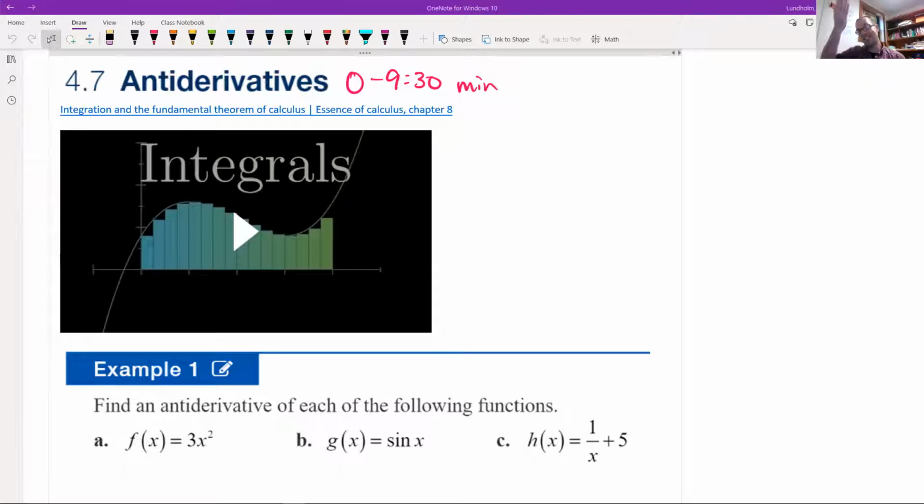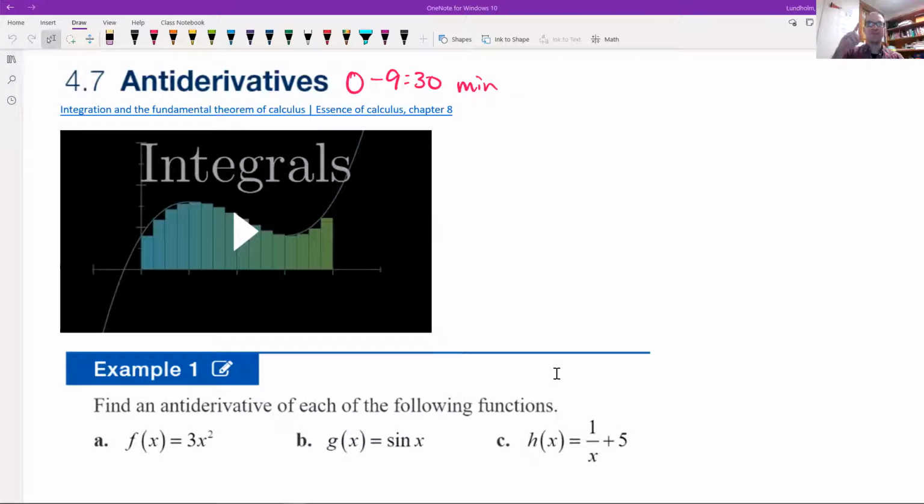This first section is labeled antiderivatives, but if you haven't already, go ahead and take a look at the first 9.5 minutes of this video about integration and the fundamental theorem of calculus, because we're going to be talking about integrals, and this is a great introduction with lots of cool animations. So if you've watched that, great, and we'd be ready to go. But if you haven't, go ahead and watch it.